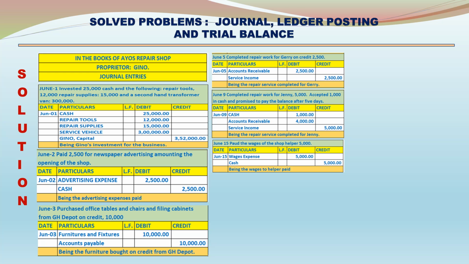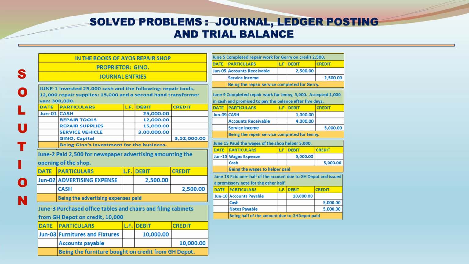June 15. Paid the wages of the shop helper, 5,000. June 15. Wages expense debit 5,000. Cash credit 5,000, being the wages of the helper paid. June 18. Paid one half of the account due to GH Depot and issued a promissory note for the other half. June 18. Accounts payable debit 10,000. Cash credit 5,000. Notes payable credit 5,000, being half of the amount due to GH Depot paid.